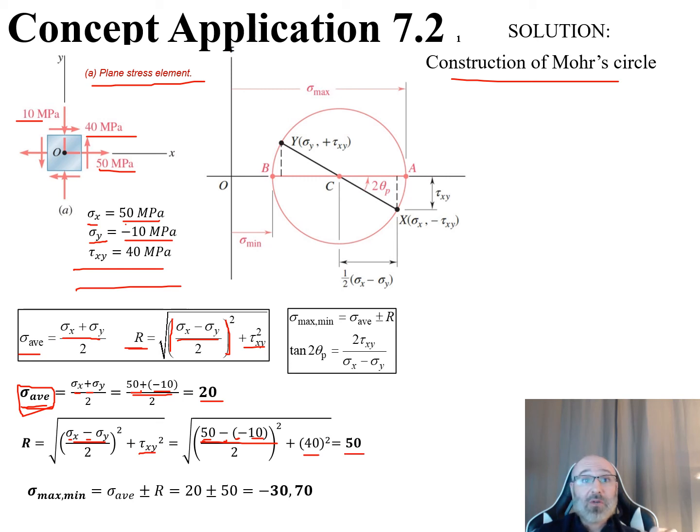Then the next thing we can do is say our sigma max and sigma min are equal to that sigma average plus or minus our R value. So our max and min values, which are points A and B on our Mohr's circle, are going to be equal to our sigma average plus or minus our R, where our sigma average we just found to be 20 and our R value we found to be 50. So plus or minus will give us our max and our min.